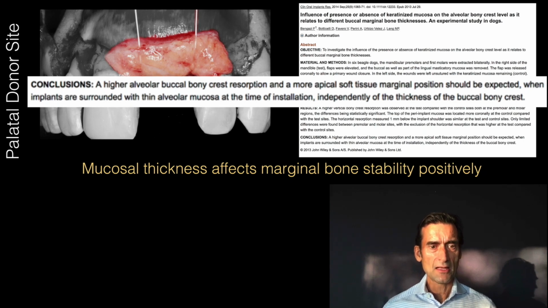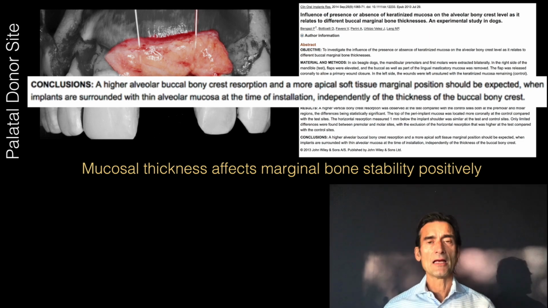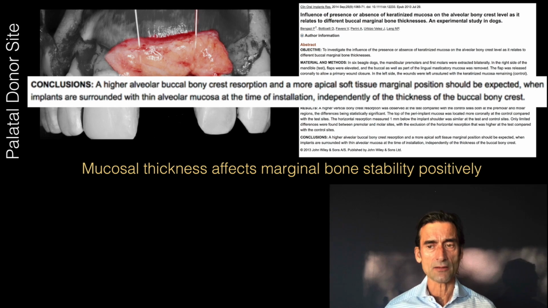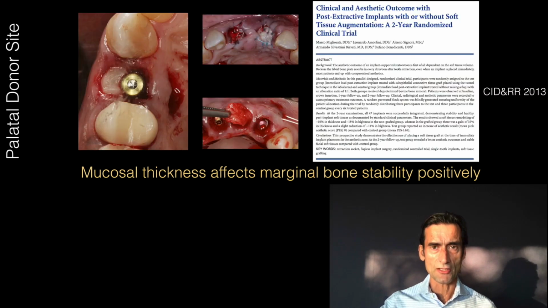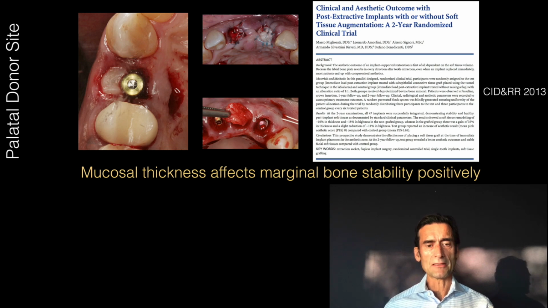And here you can see how more bone resorption and a more apical soft tissue position can be expected when implants are surrounded with thin mucosa. And this is the key, independently of the thickness of the buccal bone crest. So you are getting more resorption risk of bone if you have thinner soft tissue. Very, very interesting.